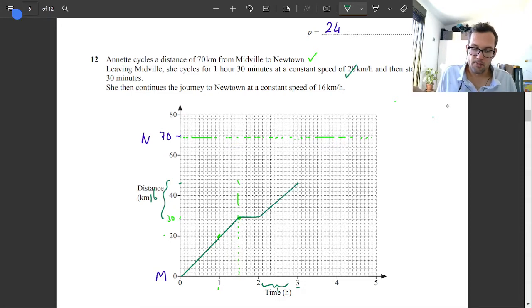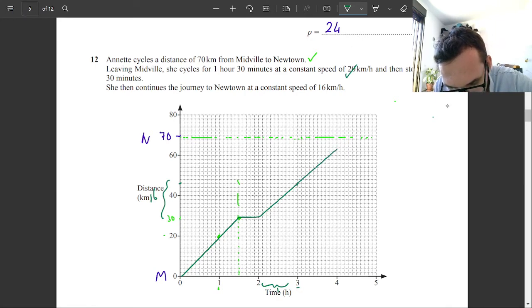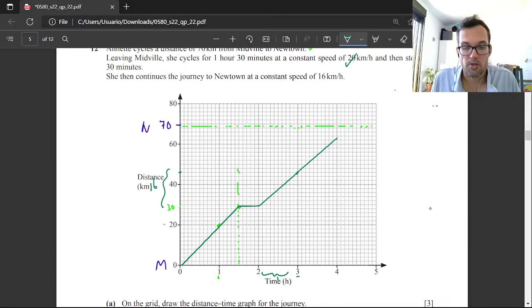Okay, then after another hour, she traveled another 16 kilometers. Okay, so what was it? 46 plus 16 is 62. Yes, we just continue that line because it's a constant speed, but we double check. You see, I'm 1 square above 60. That is correct. So after 4 hours, we are 62 kilometers away.